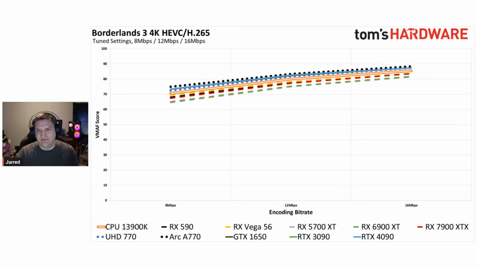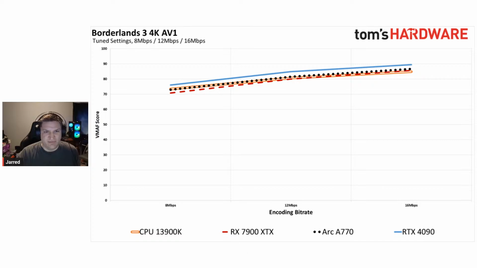So you can see the red dashed line for the 7900 XT goes from a minimum of 67 or something up to about 84, maybe 83. Whereas with AV1, it goes from about 71 up to 86 or so. The CPU and Intel and AMD AV1 results are all very close together. In practice, you probably wouldn't even notice the difference. Whereas Nvidia's 4090 hardware, the Ada Lovelace architecture, ends up being slightly better.